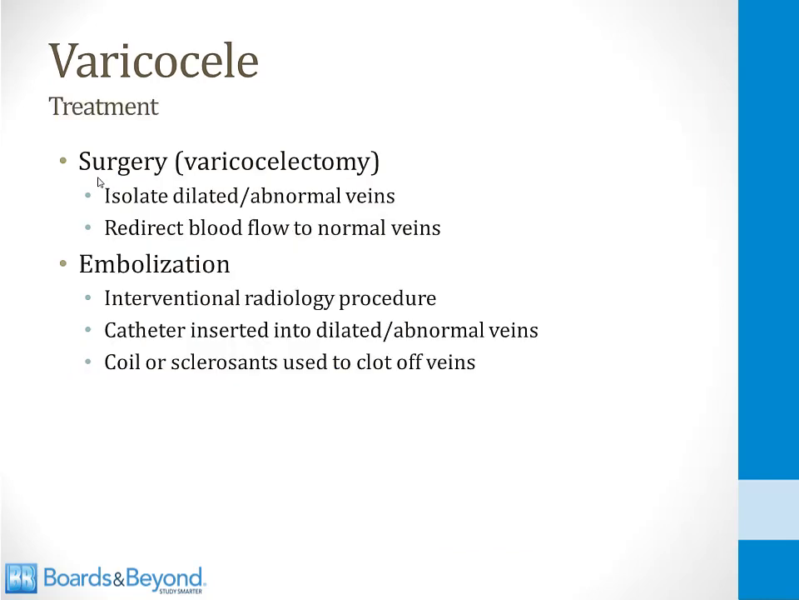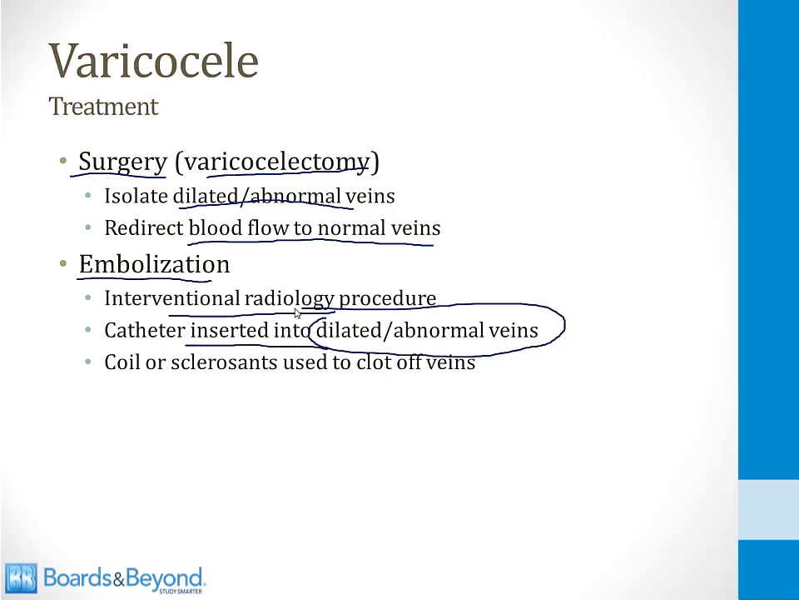There are two treatments for a varicocele. The first one is a surgery. It's called a varicocelectomy. The surgeon isolates the dilated and abnormal veins and redirects blood flow through the normal structures. The second treatment is an embolization. This is performed by an interventional radiologist. A catheter is inserted into the dilated or abnormal veins, and then a coil or sclerosants are used to clot off those dilated veins and leave the normal ones behind. And that concludes our module on the male reproductive hormones.